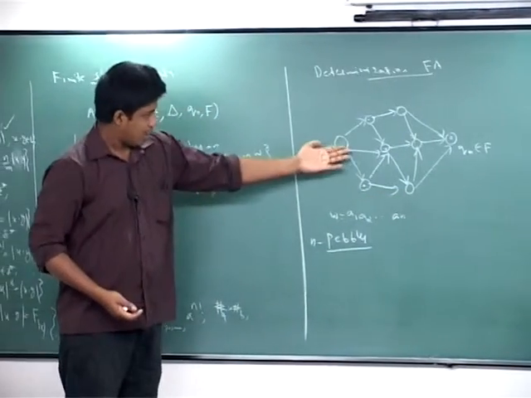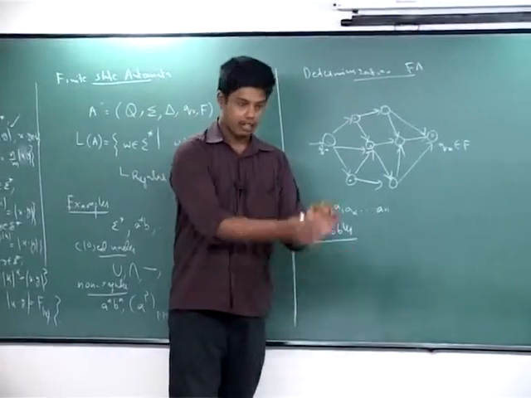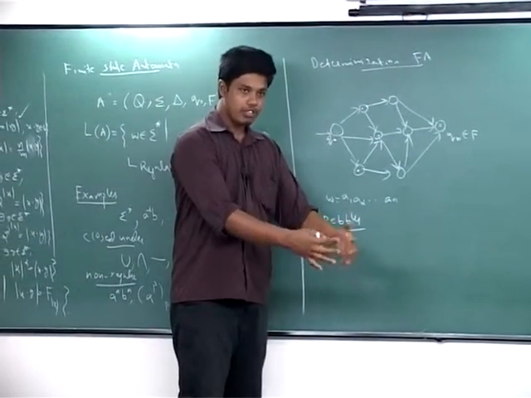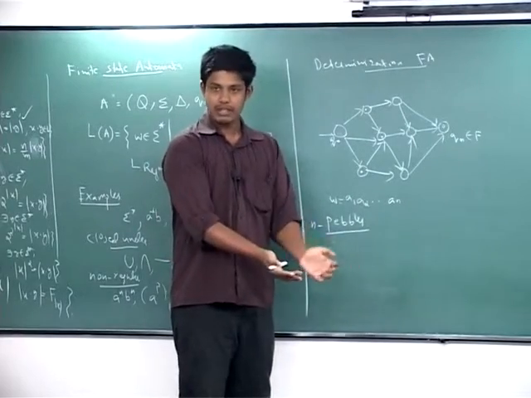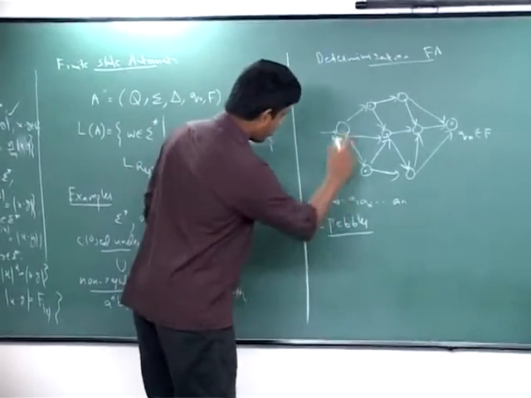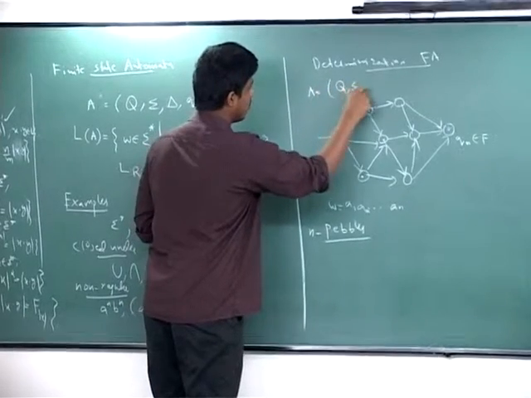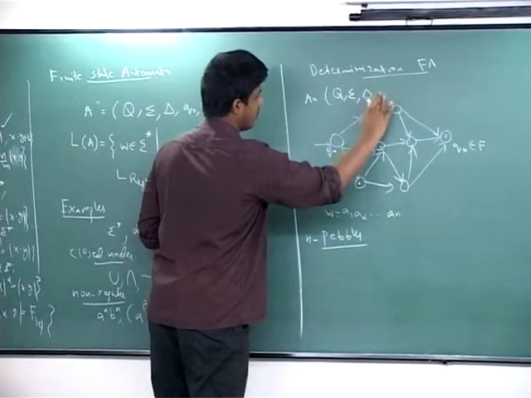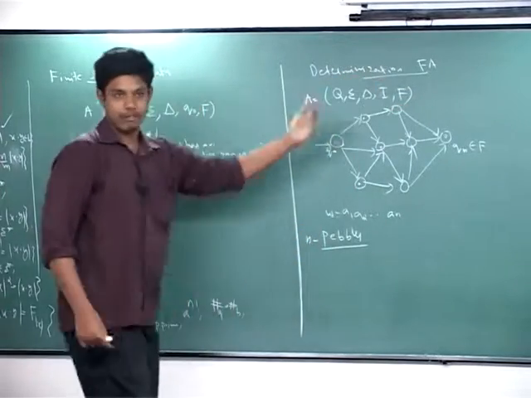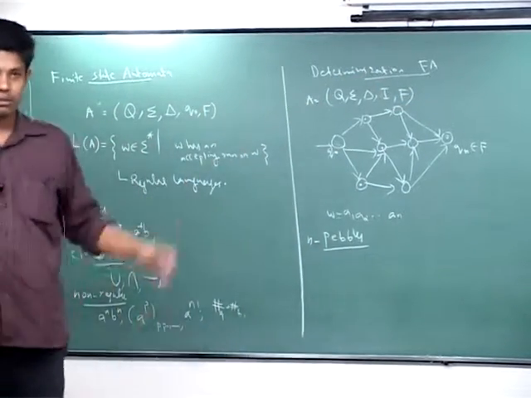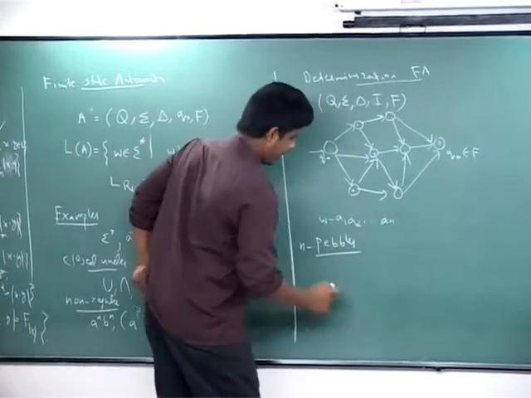Why? Because now the pebbles can be represented as a subset. At any point of time, there are states with pebbles and states without pebbles. So I'll collect all states with pebbles, and I'll call that a subset. If the automaton is Q, sigma, delta, I, it's much easier because F is anyway a subset, so why not I also a subset? So what is my algorithm?